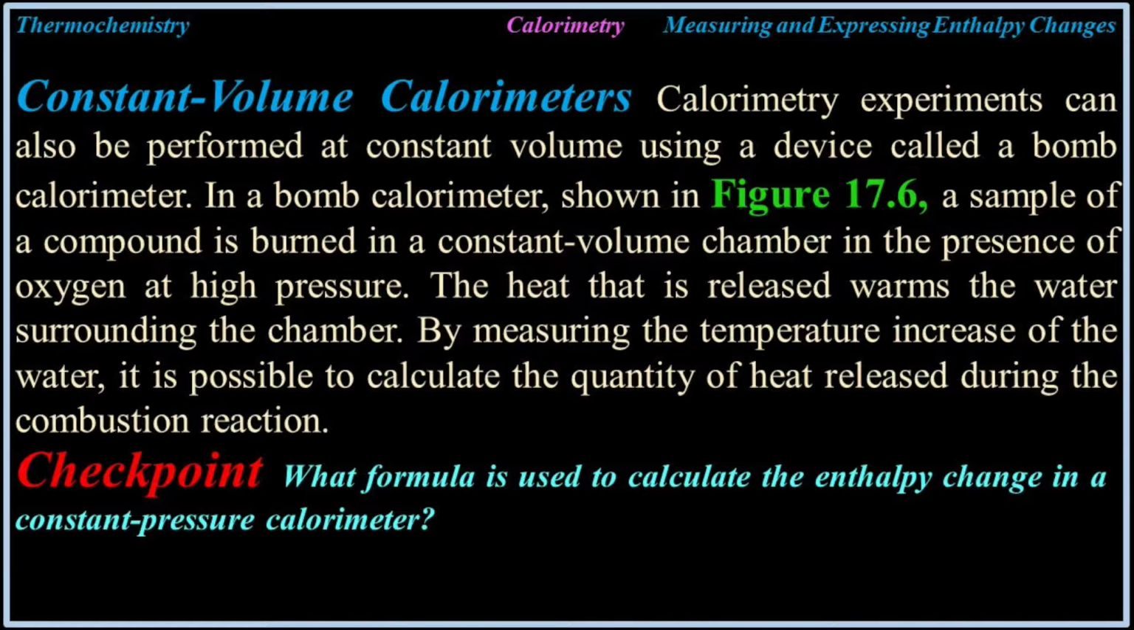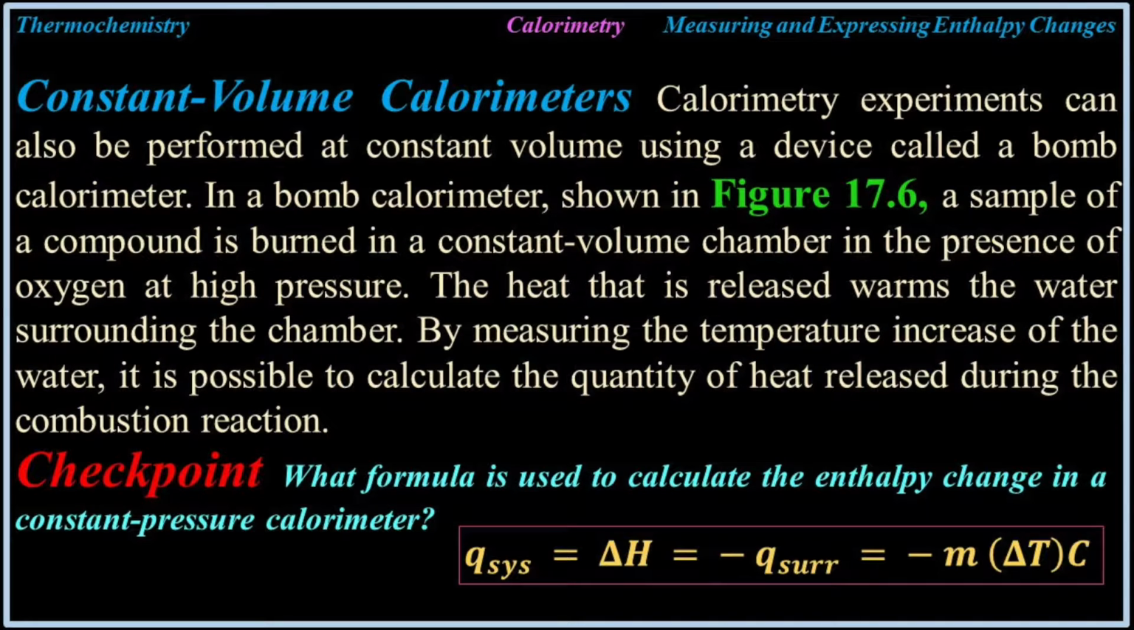What formula is used to calculate the enthalpy change in a constant pressure calorimeter? Q system equals delta H equals negative Q surroundings equals negative m delta T C.